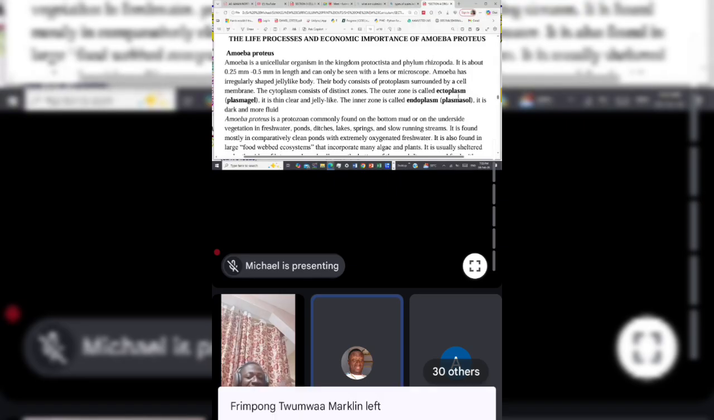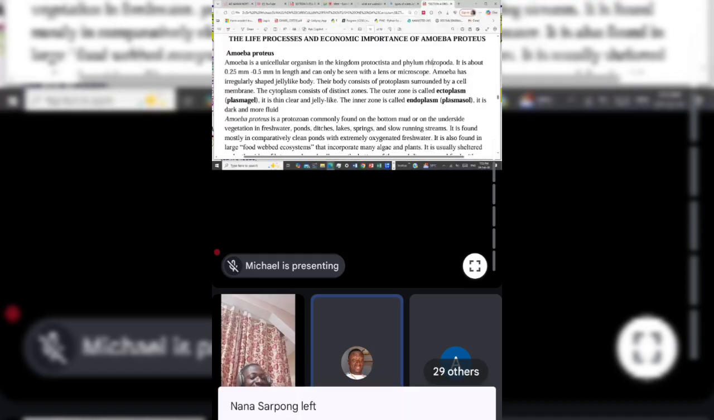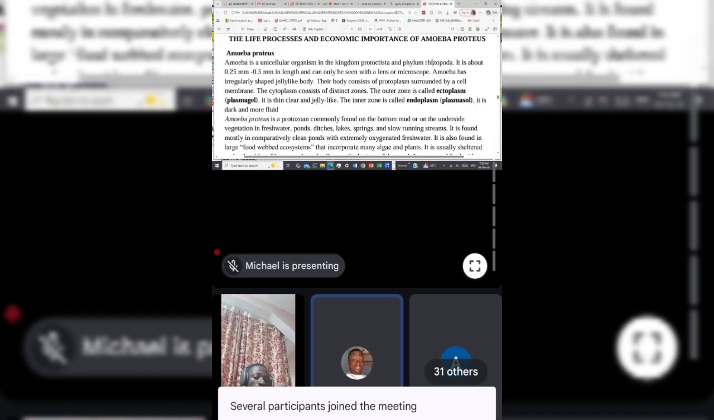Then we have the inside, the plasma sol. So that's the inner part where it's able to move. So the inner zone is called endoplasm and also called plasma sol. It is dark and more fluid. So the inner part is very dark and more fluid. So these are the distinct zones of the cytoplasm of an amoeba.